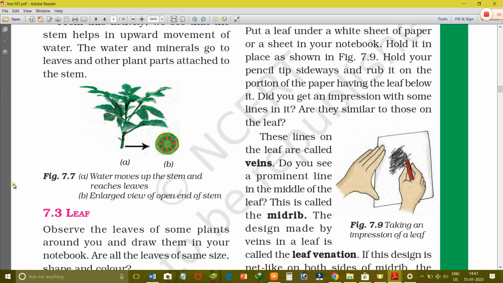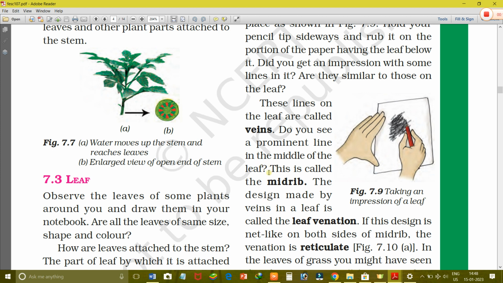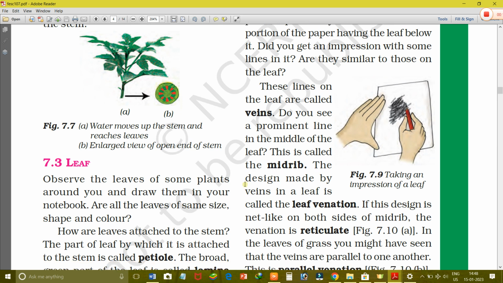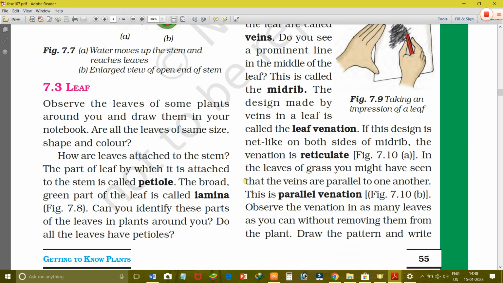The lines on the leaf are called veins. Do you see the thick line in the middle of the leaf? This is the midrib. The design made by veins in a leaf is called the leaf venation. If the design is net-like on both sides of the midrib, the venation is reticulate.